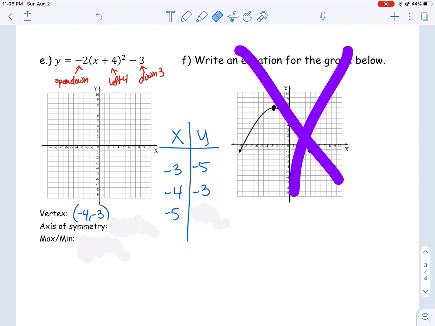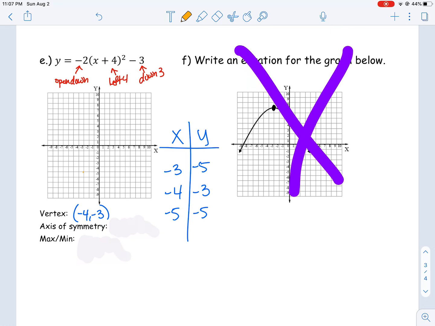Another way to double check is, if you plug in on the left side, remember the right side should be a mirror image. And so if it's not symmetric, you know you did something wrong. So plug in negative 5 and let's see if it's symmetric. Negative 5 plus 4 is negative 1. Negative 1 squared is 1. 1 times negative 2 is negative 2. And negative 2 minus 3 is negative 5. So perfect. Let's go ahead and graph it.